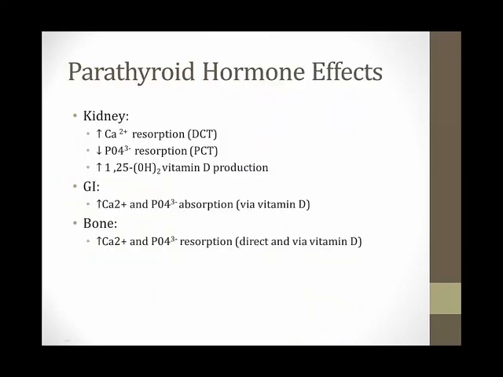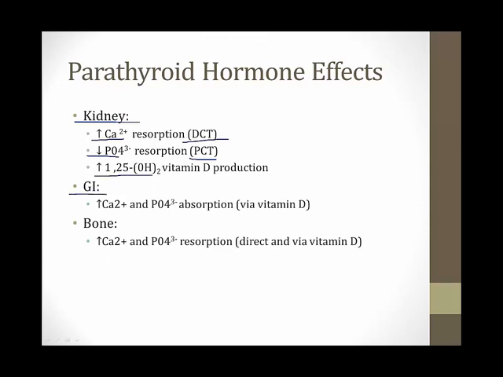Now let's talk about the effects of parathyroid hormone on the different tissues and cells of the body. In the kidney, parathyroid hormone leads to increased calcium resorption in the distal convoluted tubule. I'll show you a picture of that in a minute. In the proximal tubule, you can see a decrease in the amount of phosphate reabsorption. We will also look at that in a second. And then also in the kidney, you can see an increased synthesis of 1,25-hydroxyl vitamin D, which is the active form of vitamin D.